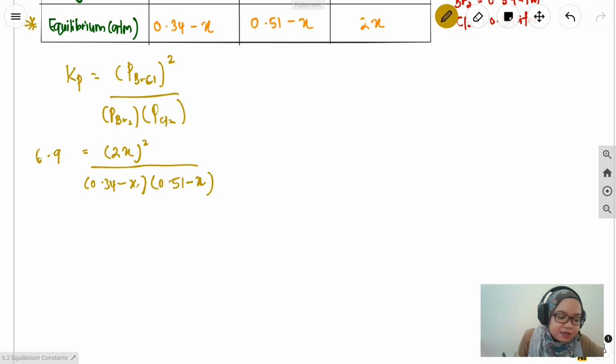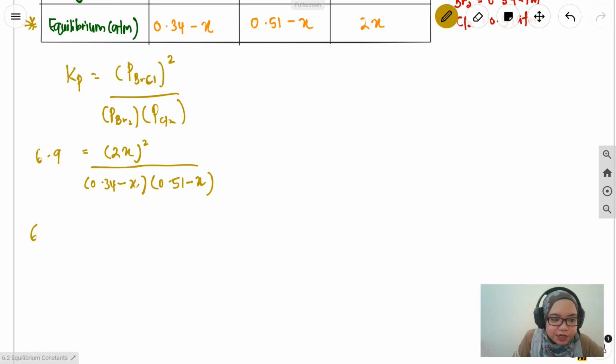Okay, so this is what you got. And then you expand this one first. So the second step for this one is you need to expand this first. Tadi tak payah expand because it's just a simple one, kan. Satu je. Now ni dia ada 2x ni. So you have to expand this first.